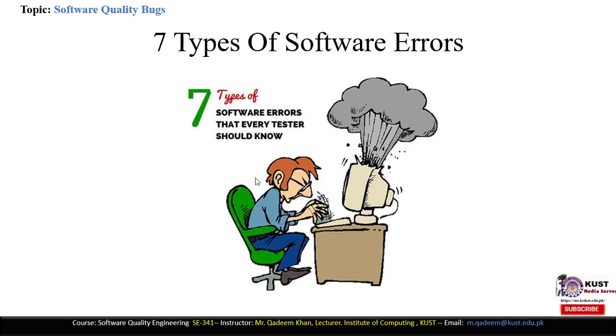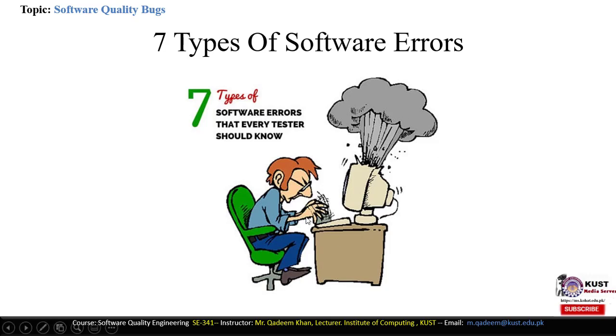Types of software bugs or errors. There are mainly 7 types of software errors. These 7 types of software errors are something every tester should know about. Basically, testing is the responsibility of software quality assurance personnel, so the software quality assurance department should have knowledge about these 7 types of errors in software systems.